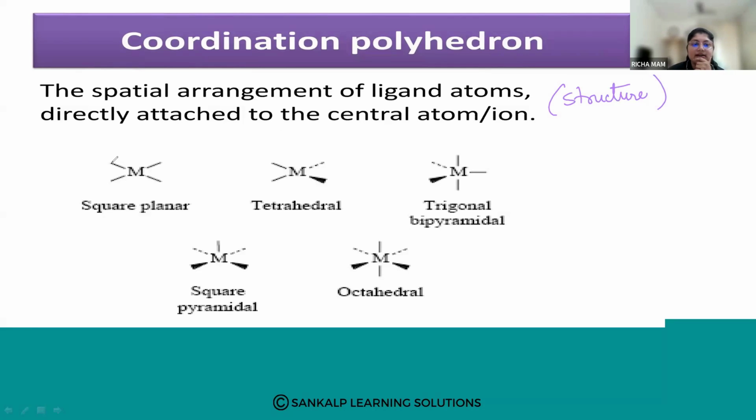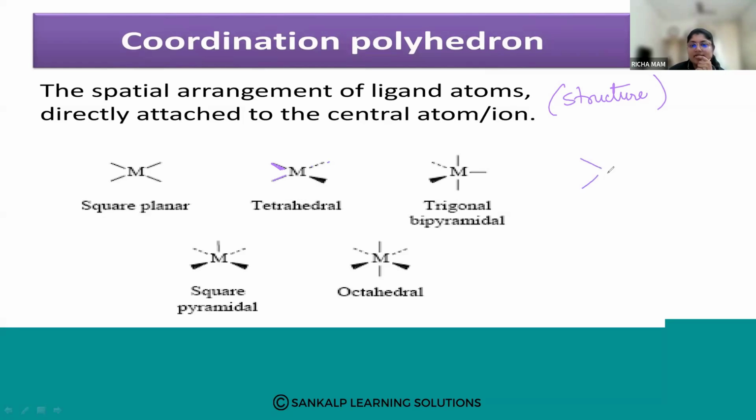You can see the metal is linked to four groups, or four ligands, at the four corners of a square. This is called square planar. Here you can see two are in the plane, one is near the observer and one is far from the observer. This represents the tetrahedral geometry.